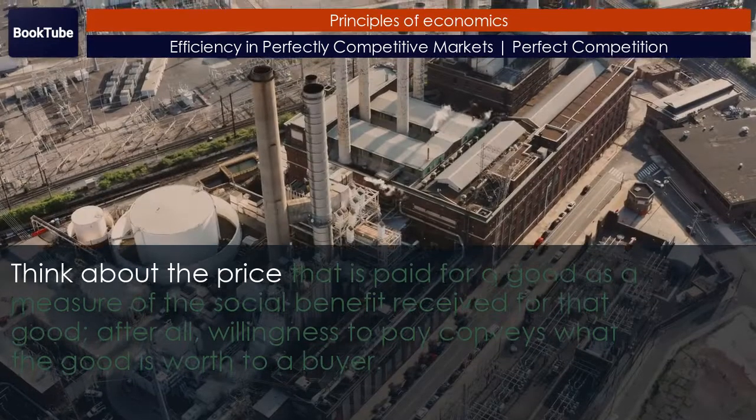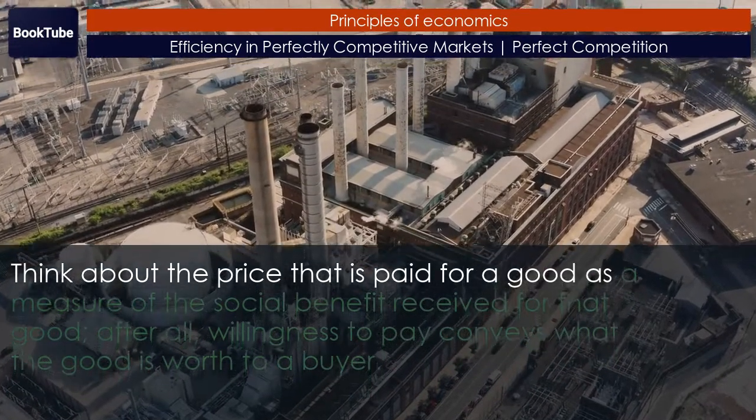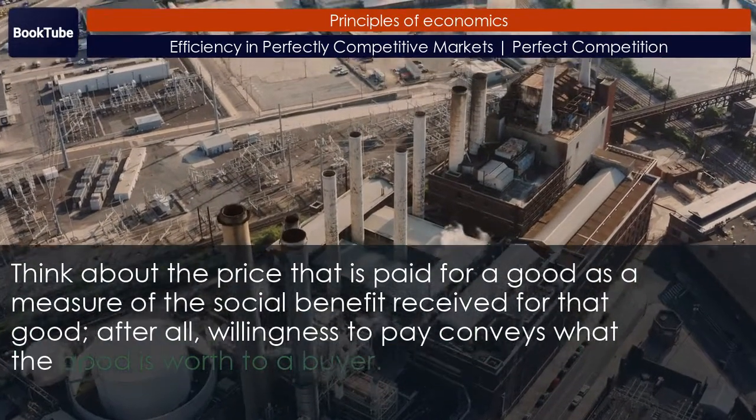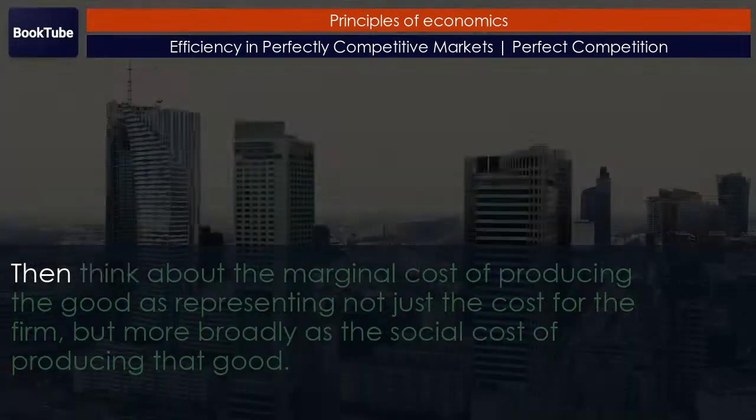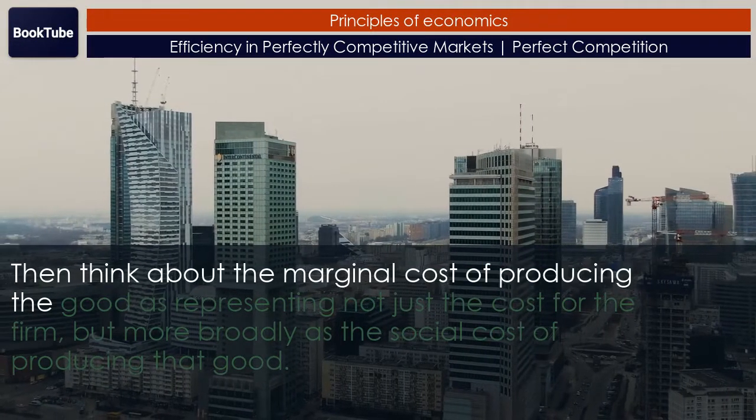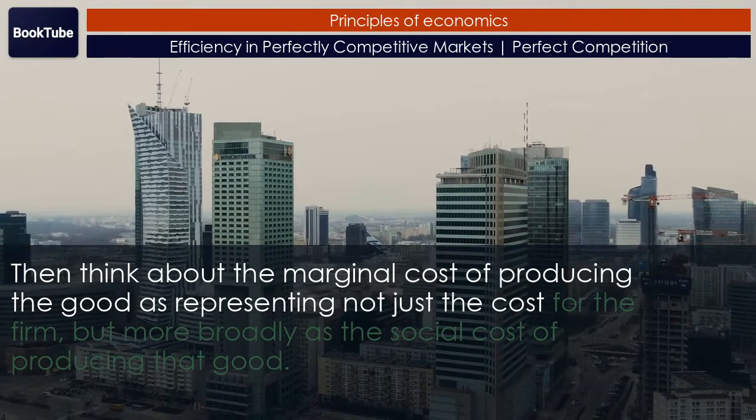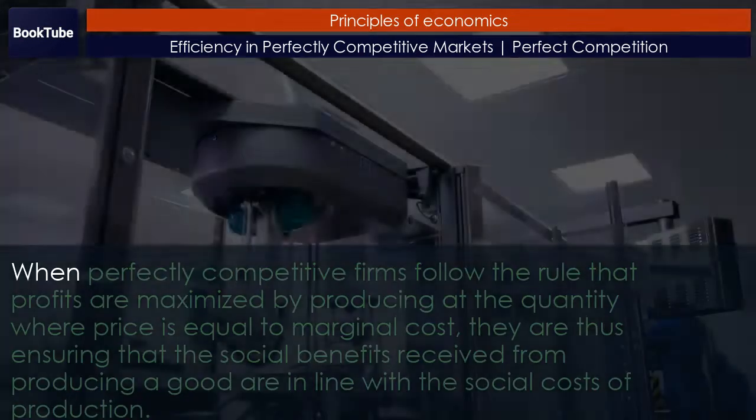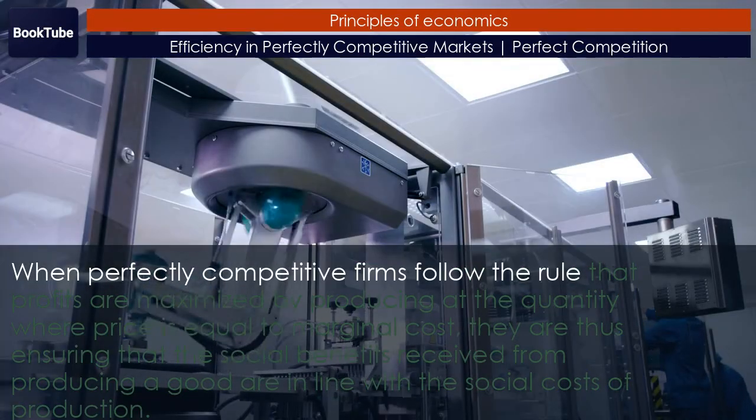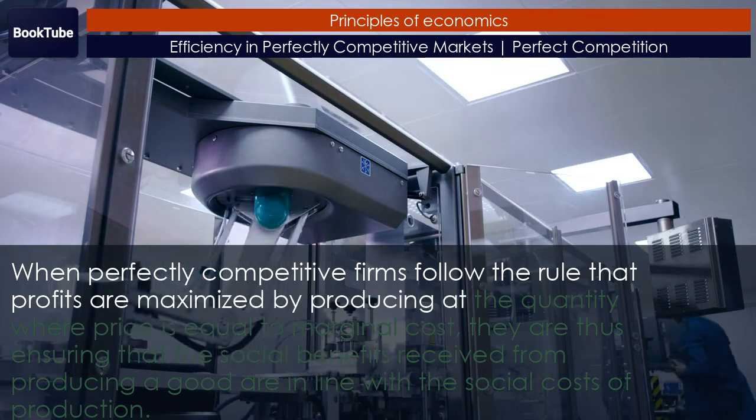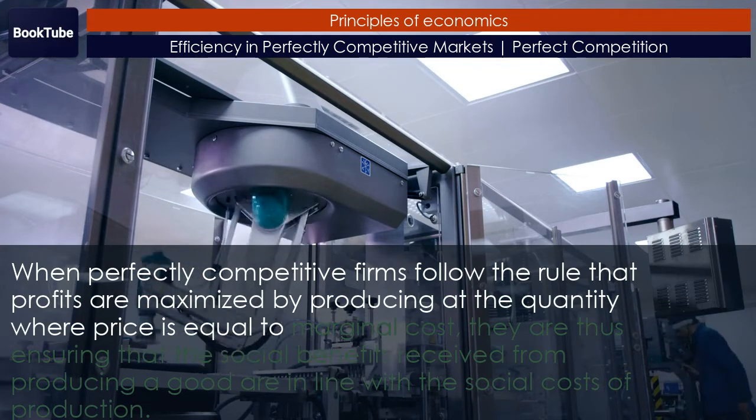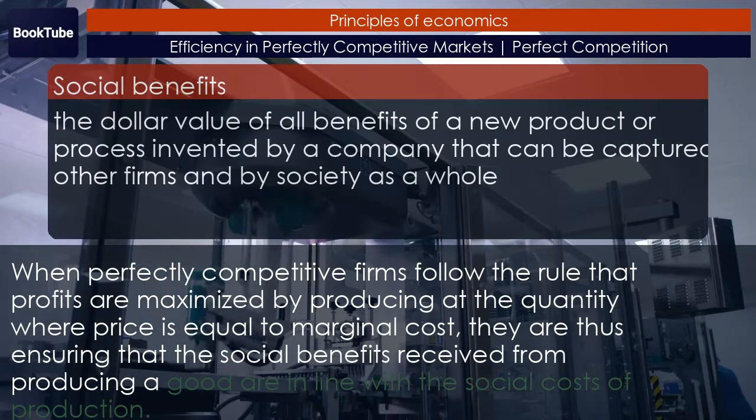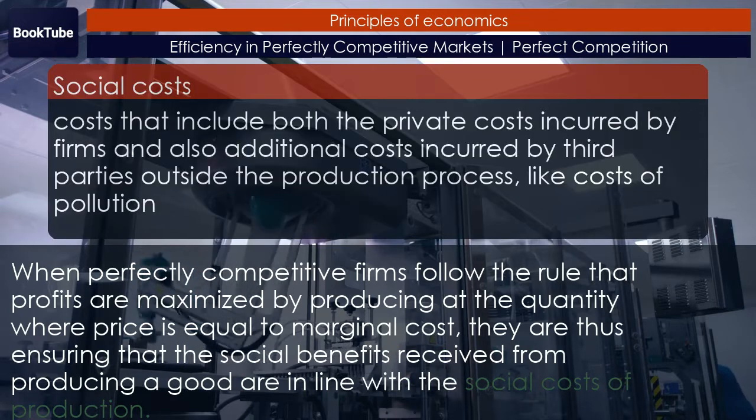Think about the price that is paid for a good as a measure of the social benefit received for that good. After all, willingness to pay conveys what the good is worth to a buyer. Then think about the marginal cost of producing the good as representing not just the cost for the firm, but more broadly the social cost of producing that good. When perfectly competitive firms follow the rule that profits are maximized by producing at the quantity where price is equal to marginal cost, they are thus ensuring that the social benefits received from producing a good are in line with the social costs of production.